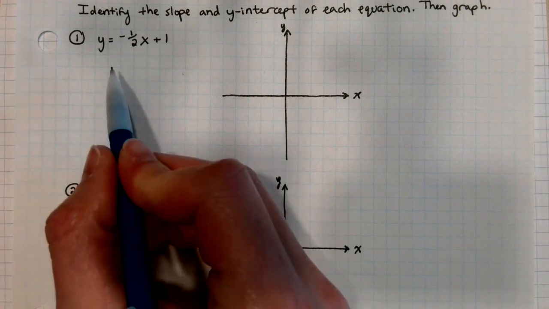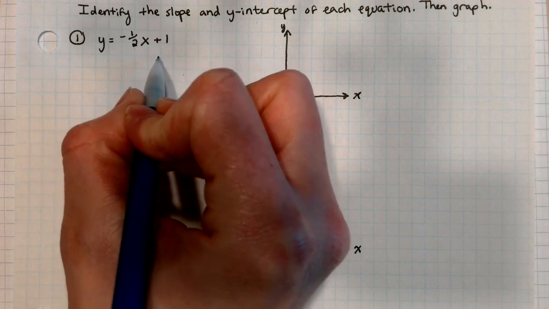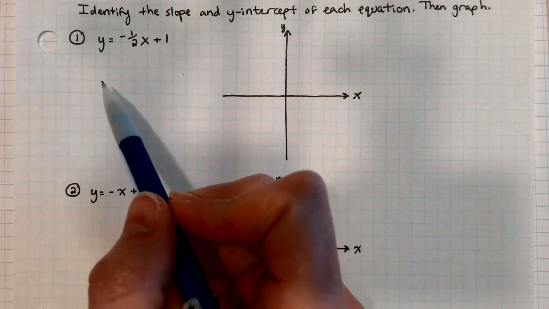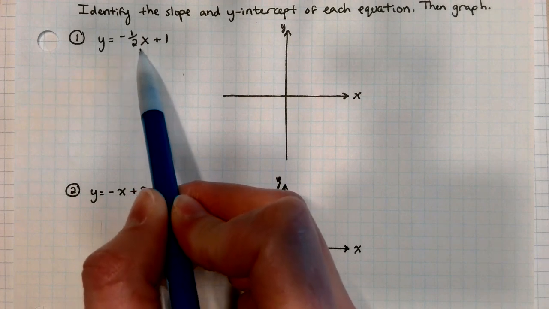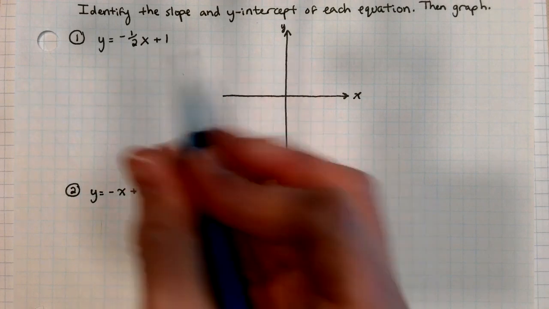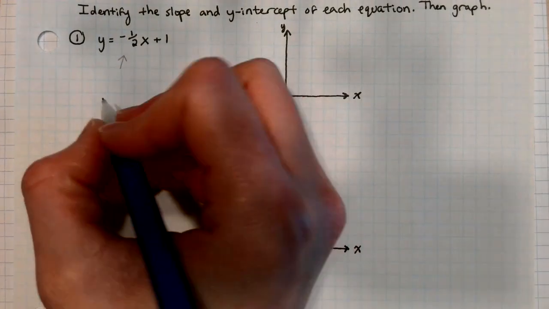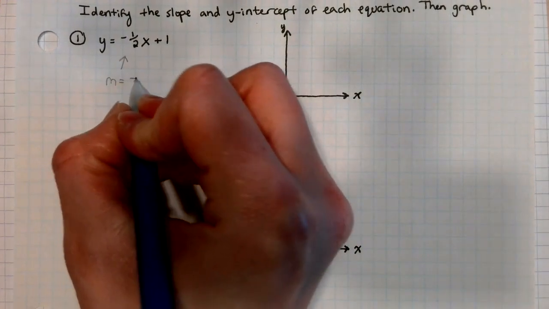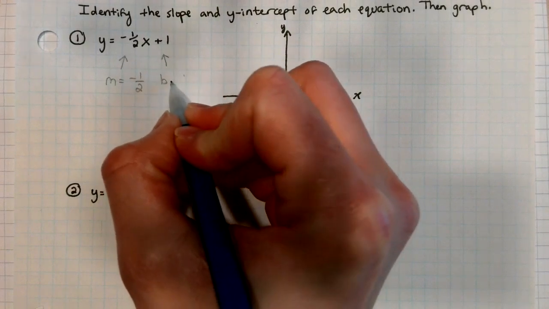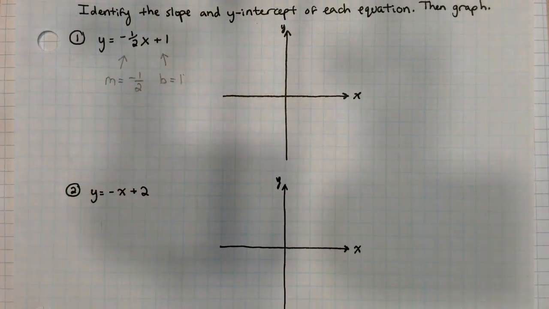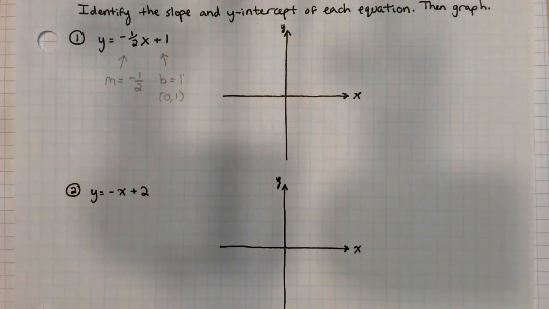So if we take a look at this first example, here we have the equation y equals negative 1/2 x plus 1. So this is in slope-intercept form because it has y alone on the left-hand side. We have some value in front of x and then a constant at the end. So identifying those two key pieces of information, we have m equal to negative 1/2 and our y-intercept of 1, b equals 1, which again is the point (0, 1) if we want to write it in its ordered pair form.